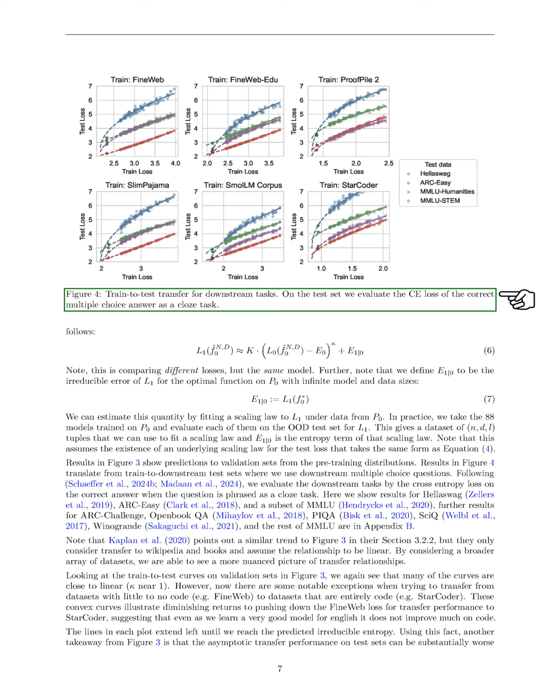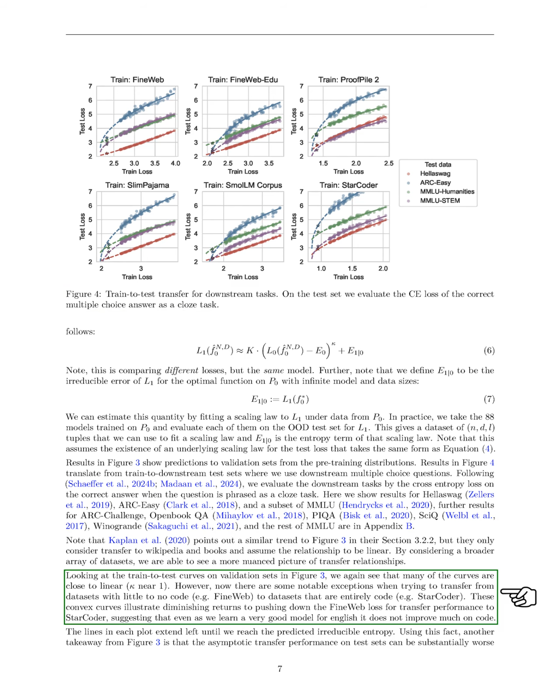We evaluate multiple models trained on the initial dataset and assess their performance on an out-of-distribution test set. This allows us to fit a scaling law and determine the irreducible error. Our results show predictions for validation sets from the pre-training distributions and translate from training to downstream test sets. We evaluate downstream tasks using cross-entropy loss on the correct answers.